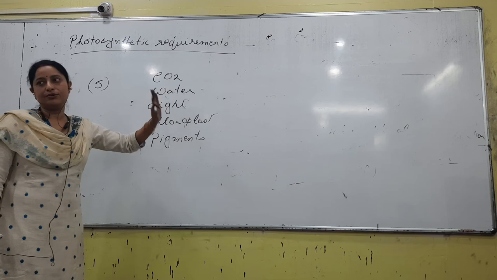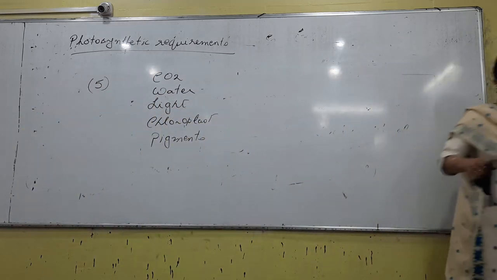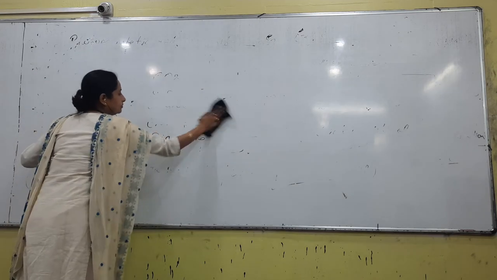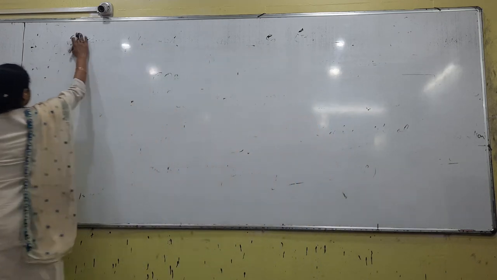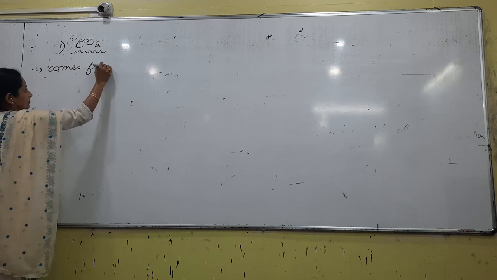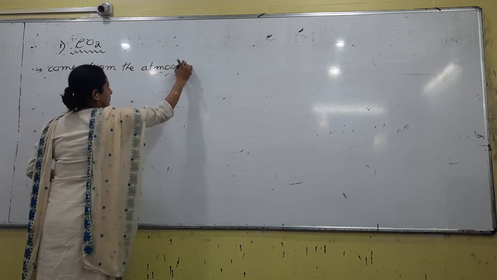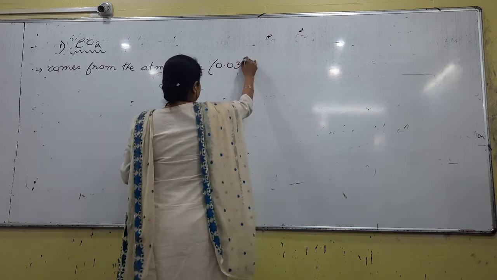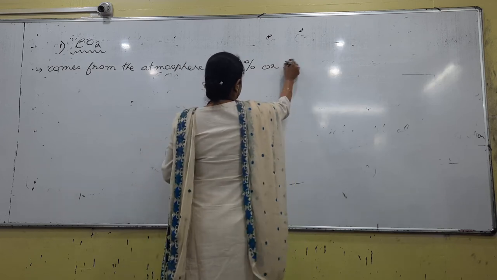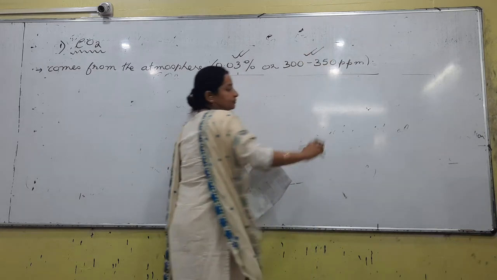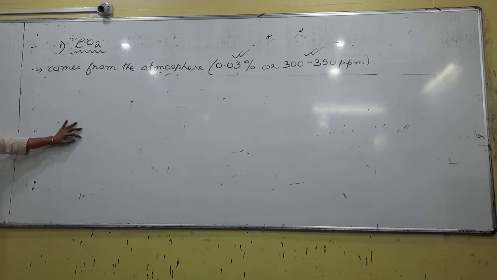The first requirement is carbon dioxide. Heading: carbon dioxide. As we keep on writing, we'll be discussing what is important from the exam point of view. Please write. So the first requirement is carbon dioxide. From where will the plants take it in? They will take it from the atmosphere.